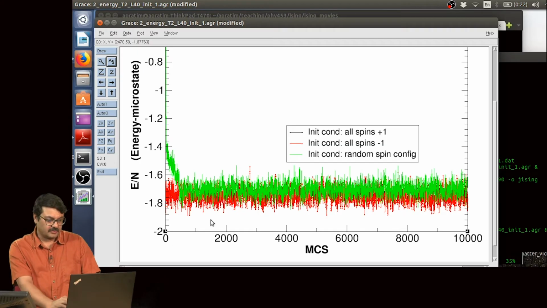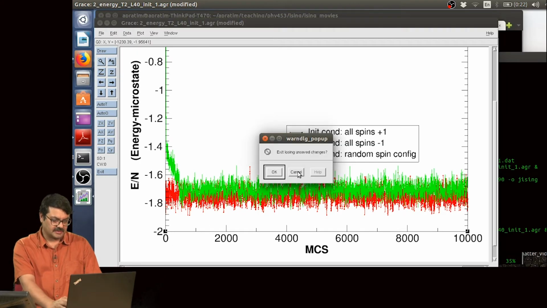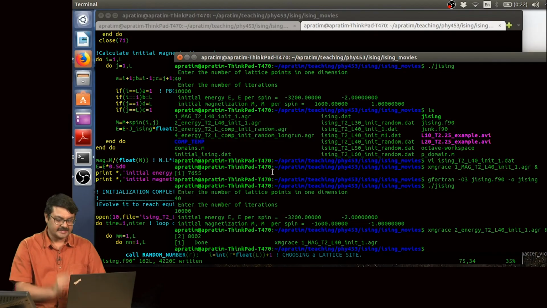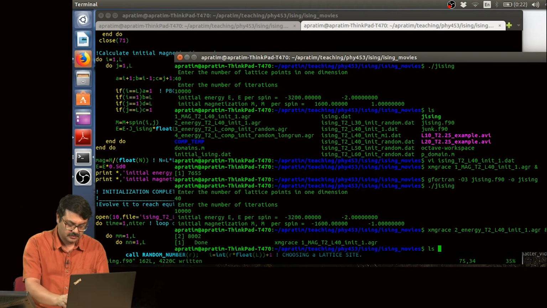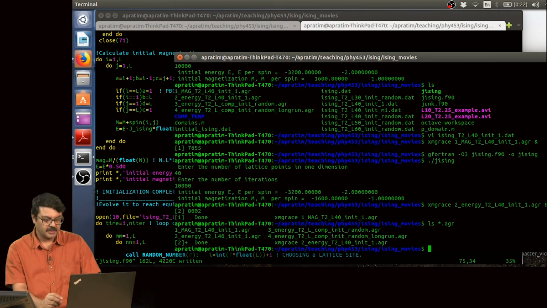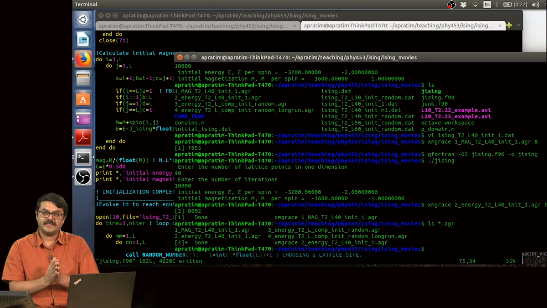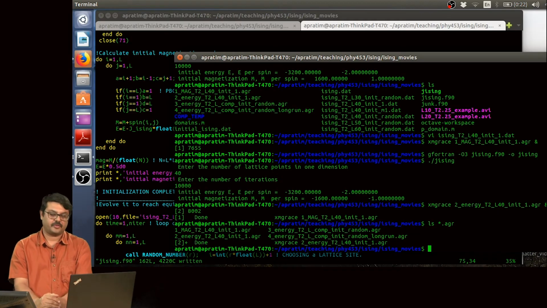Okay. So, with this, let us just move to the next step. Now, what would happen if you took a slightly different size of the lattice? This was for box 40 cross 40, and we started out from random initial conditions.